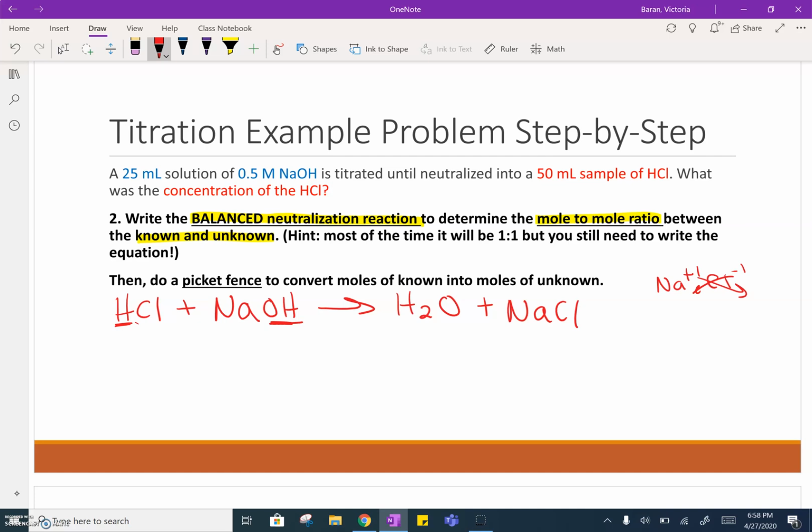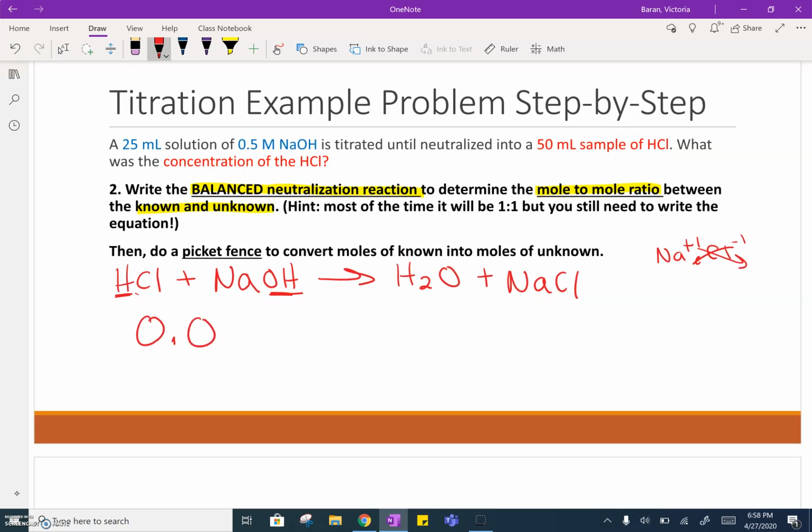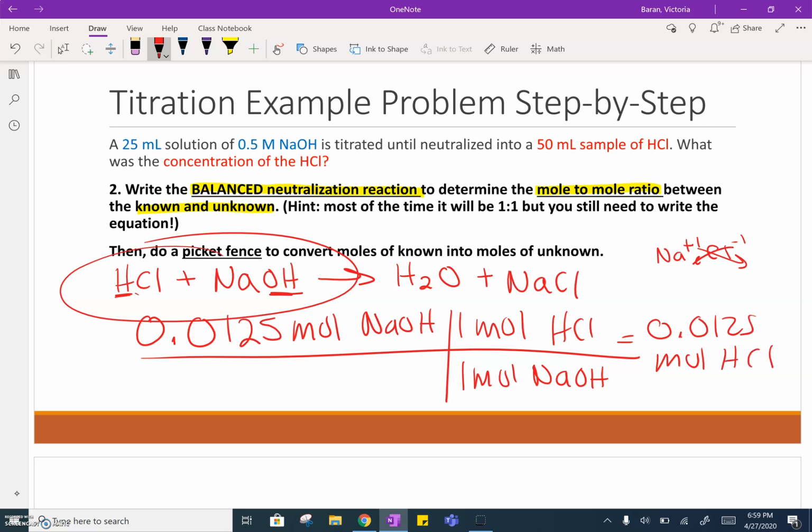So we still have to show the picket fence for this. So again, according to our previous answer, we had 0.0125 moles of NaOH. Again, we're only going to be using this side of the equation for our picket fence. So we have 1 mole of NaOH and 1 mole of HCl. So that's still going to give us 0.0125 moles of HCl. So now we know how many moles of the unknown we have.